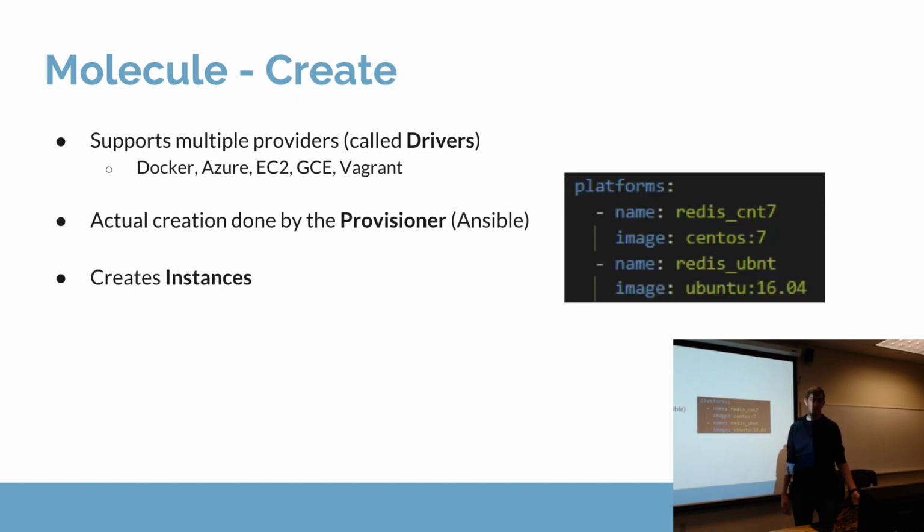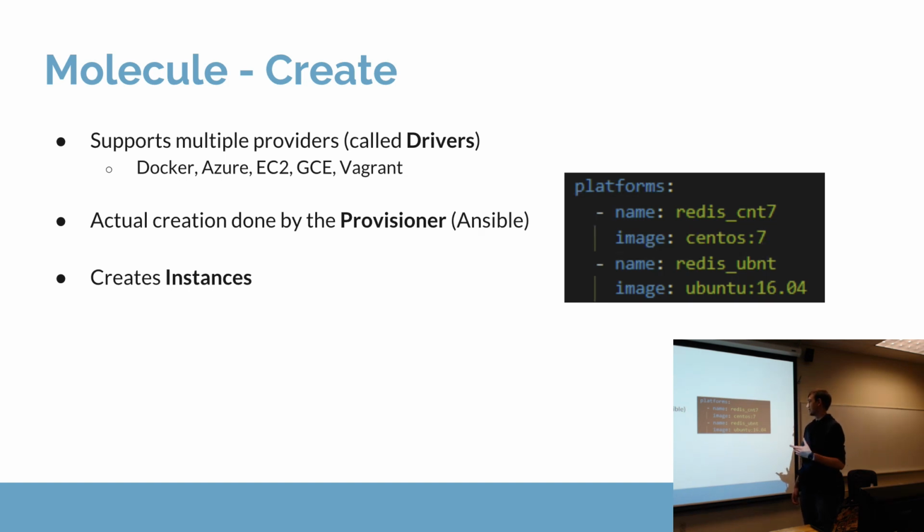Now we get to the cool stuff, the create stage. So this is where your testing infrastructure actually gets spun up. It uses different drivers, like Docker is the default, which will run locally on your machine and make containers. You can set it up for Azure, AWS, Google Compute, or Vagrant if you want to do actual VMs on your machine as well. And it provisions all that through Ansible, which has cloud modules. So if you didn't know, you can actually create infrastructure through an Ansible playbook, which is really cool.